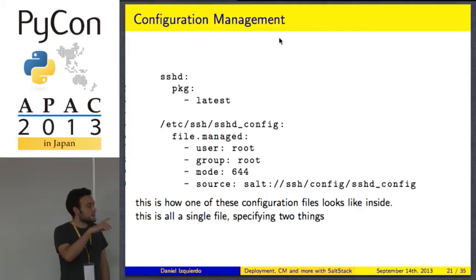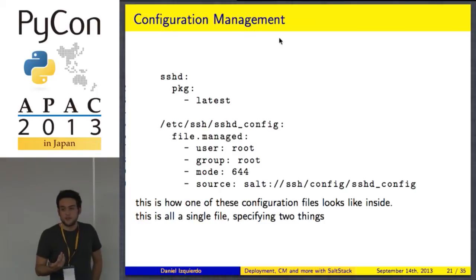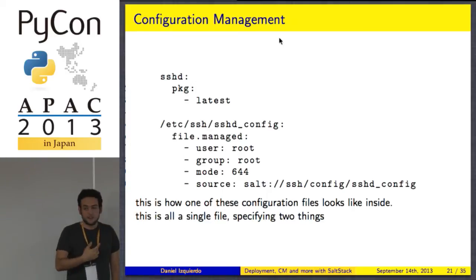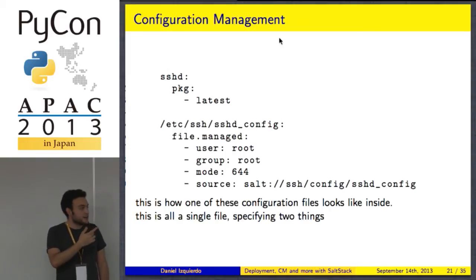So yeah, this is how this SSH configuration file looks inside. So all of this is a single file that's specifying two things, right? I want the latest version of the SSHD package to be installed, and I want this file, etc. SSHD config to be present in the target machine and to be owned by root and the group root with a certain file mode, and I want the contents of the file to be the same as the configuration file that I'm holding in my state tree.